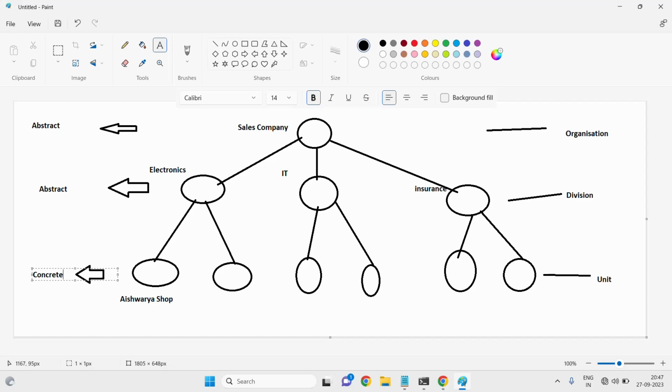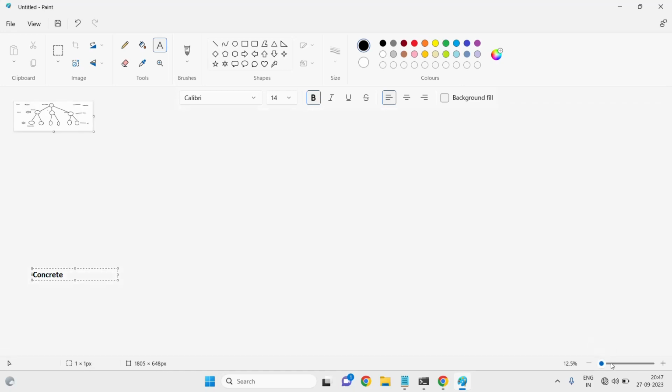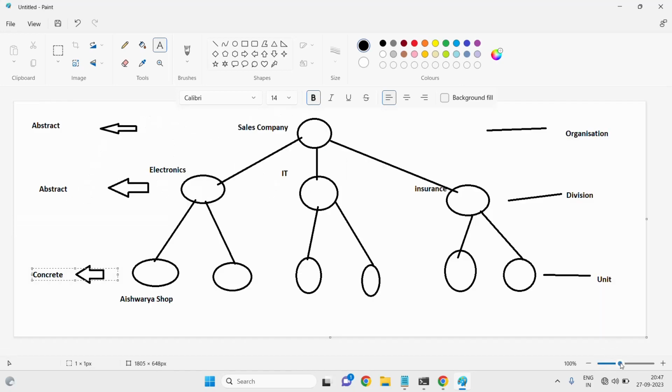And today we are going to discuss one more important concept, that is the difference between abstract classes and concrete classes. Today our agenda is to discuss abstract classes and concrete classes and what is the difference between these two.